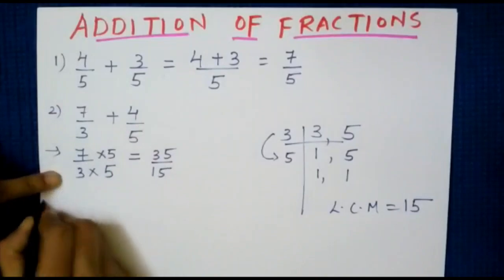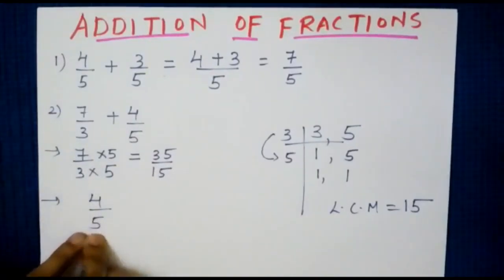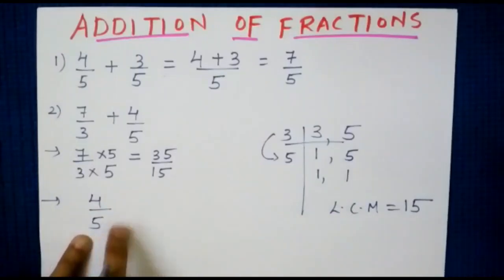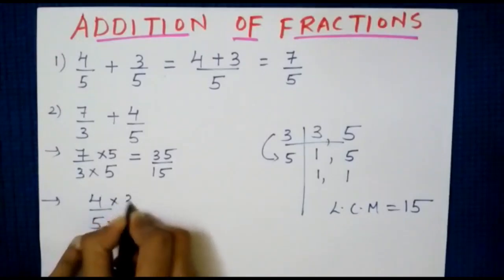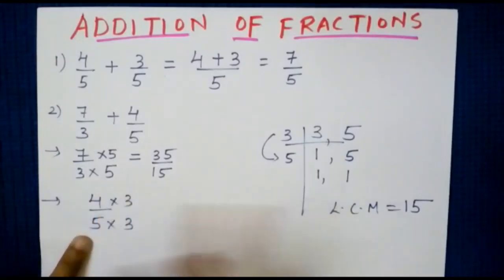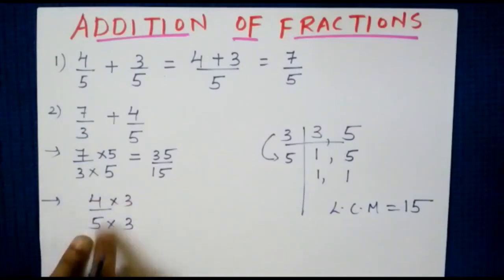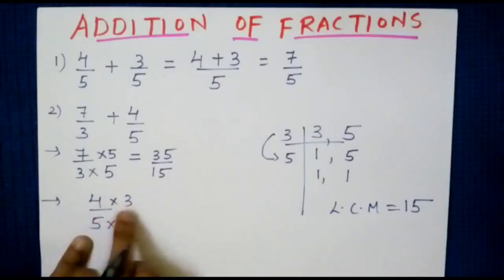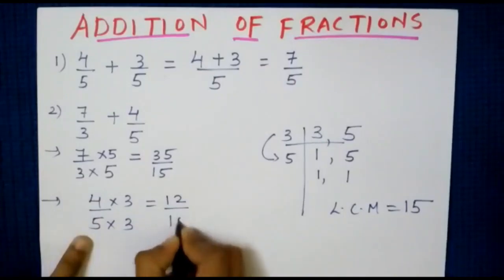Now going to the next fraction, 4 upon 5. Here 5 is there and we need to make it 15 because our LCM is 15. 5 multiplied by what will give you 15? We know that 5 threes are 15, so we need to multiply with 3. Again I am telling you, not only the denominator, numerator and denominator both should be multiplied by 3. So 4 threes are 12 and 5 threes are 15.